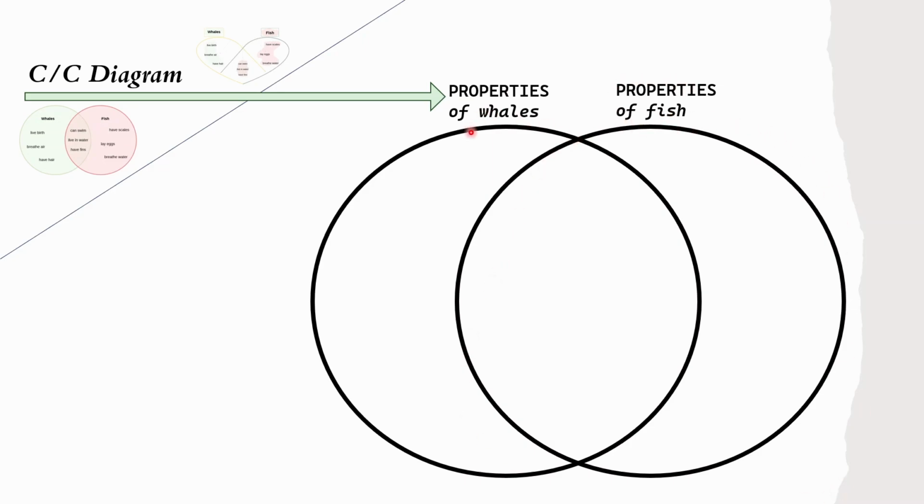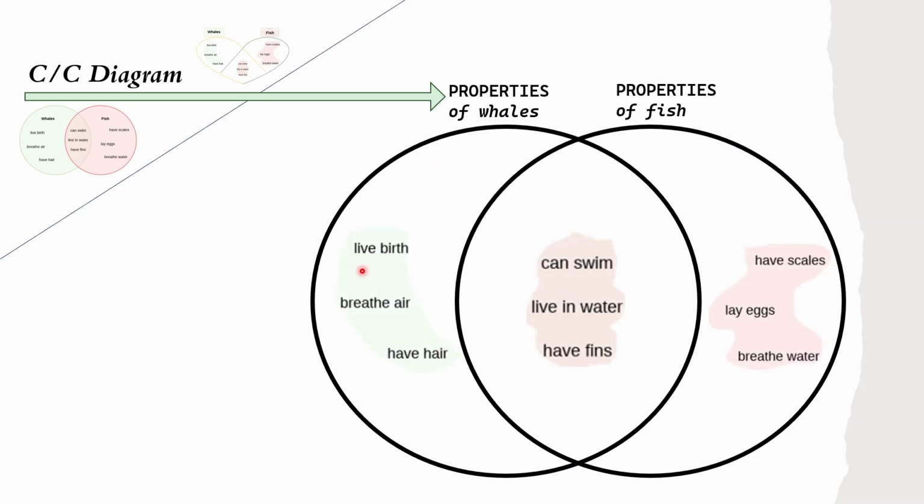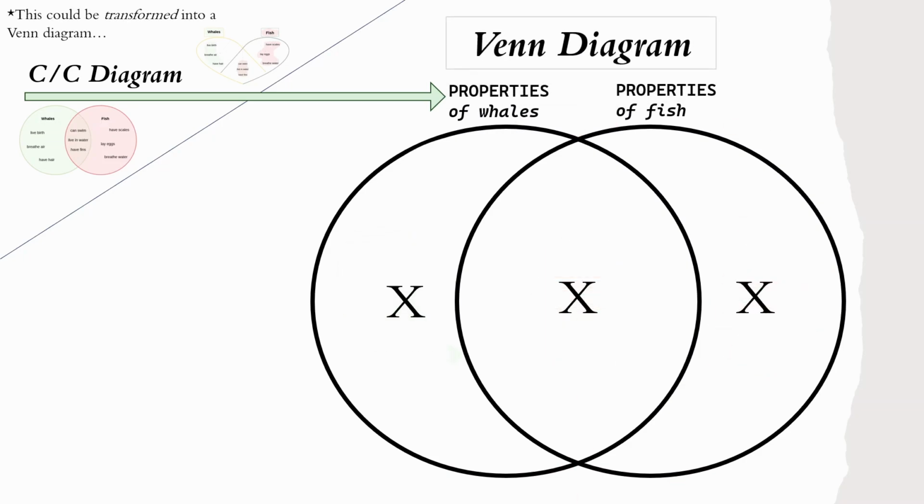Okay, so then in that case, there would be properties that would be members of the regions here, so individual properties. So live birth, breathe air, have hair. Now these are each individual properties. They're things, and they're members of these sets. And so we could just represent these properties using X's, just like we standardly do with Venn diagrams. And we've got a properly formed Venn diagram.